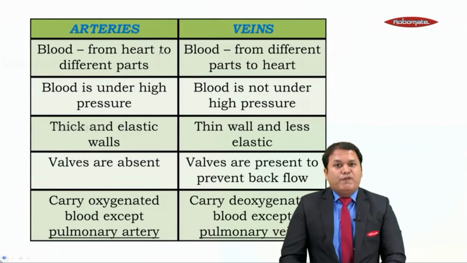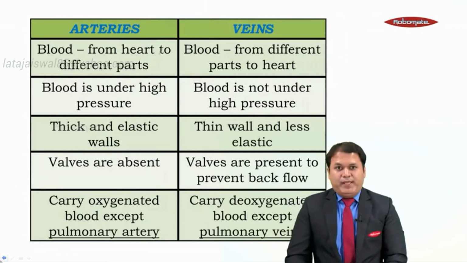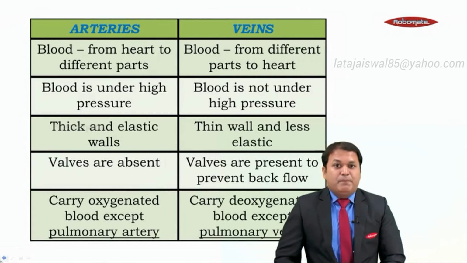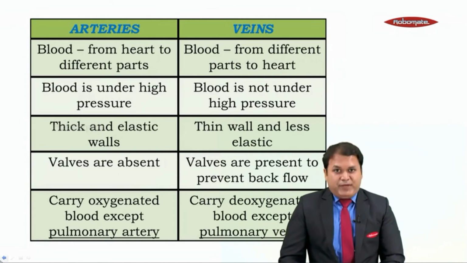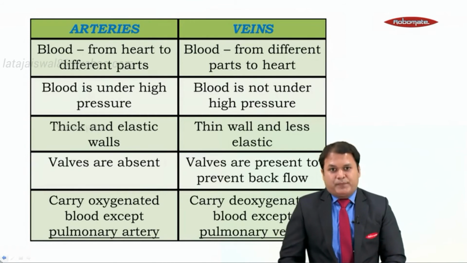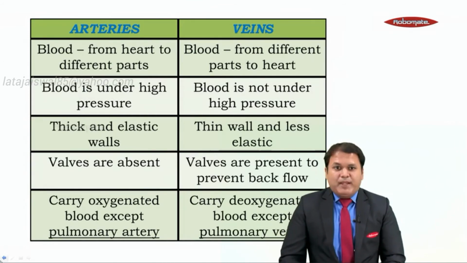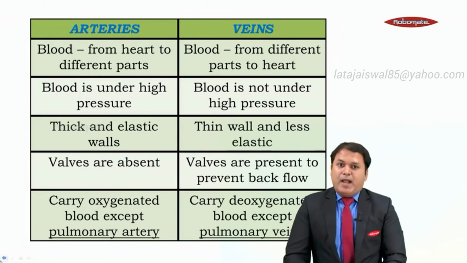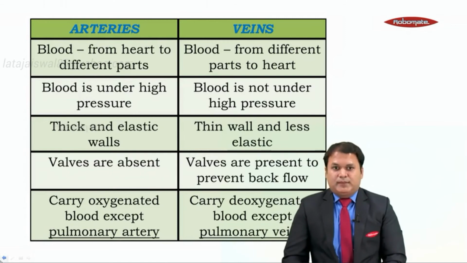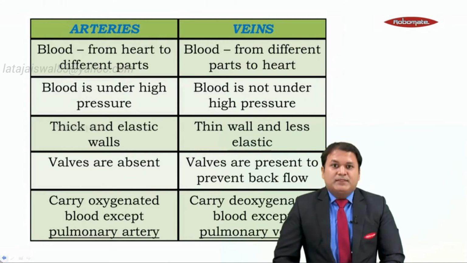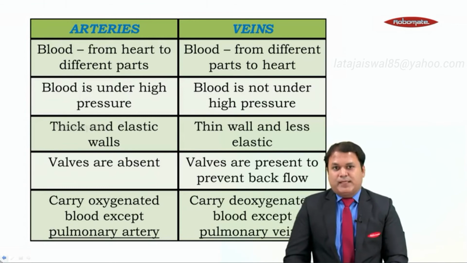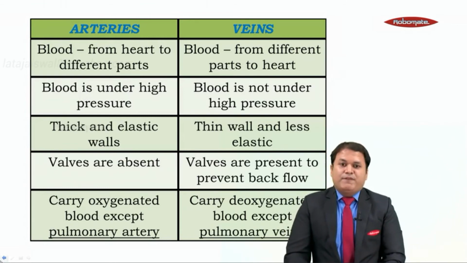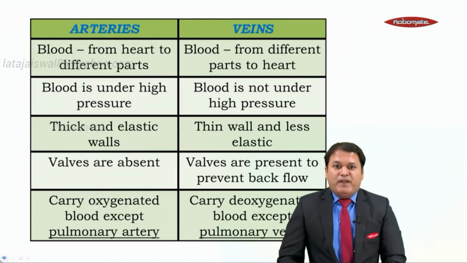Arteries carry blood from the heart to the different parts of the body, whereas veins carry blood from the different parts of the body back to the heart. In arteries, the blood is under high pressure, whereas in veins, the blood is not under high pressure. Point number 3, the walls of the arteries are thick and elastic, whereas in veins, there are thin walls and they are less elastic. In arteries, valves are absent, whereas in veins, valves are present to prevent the backflow of blood.